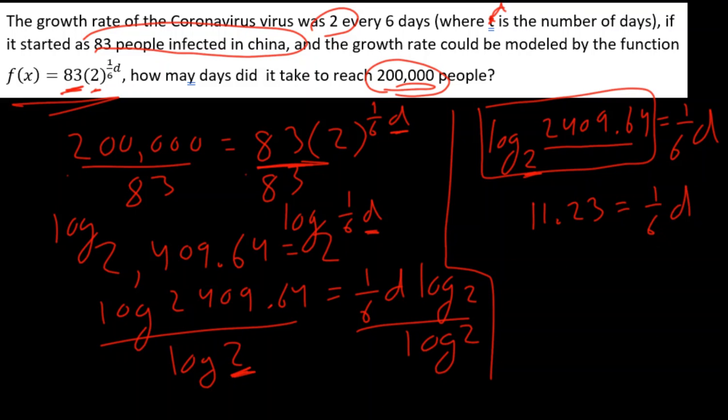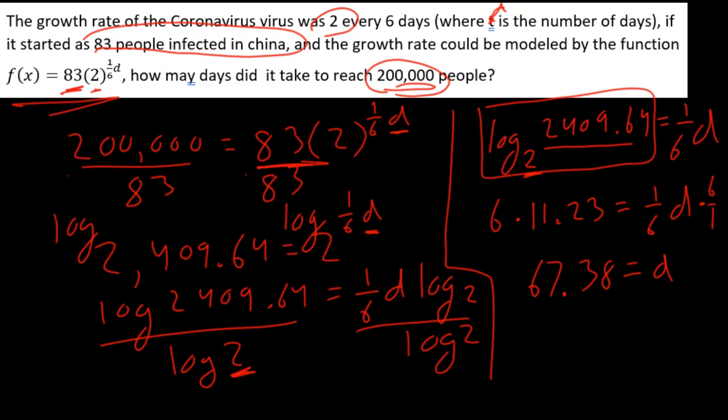Well, how do you get rid of 1/6? We know that in order to get rid of any fraction, we multiply by the reciprocal, which is 6/1, but what is 6/1 really? It's just 6. And so when I do 6 times 11.23, we should get 67.38 is equal to d.